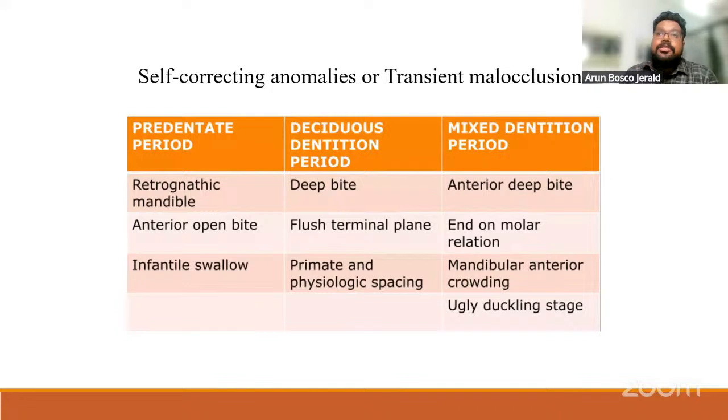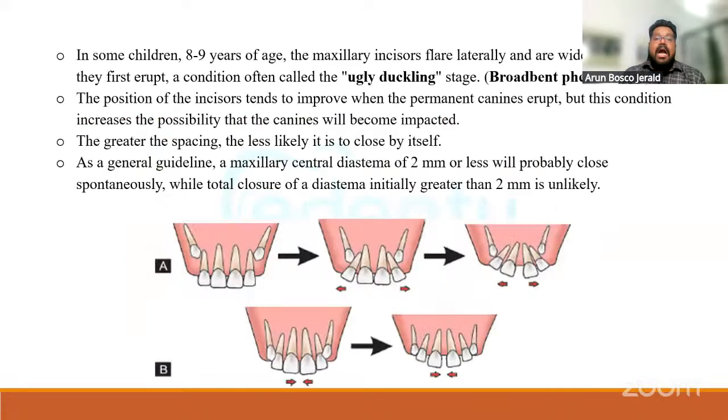Then in the mixed dentition period, it will be corrected once the second molars are getting erupted in the permanent dentition. So all these are self-correcting anomalies which are observed as anomalies, but later on with the development of dentition and occlusion will get corrected. Now going to what is the ugly duckling stage.